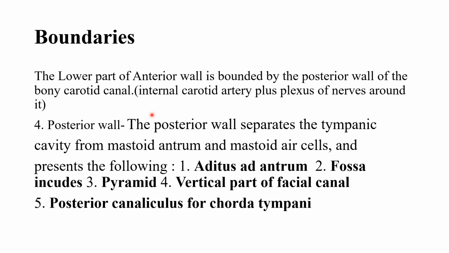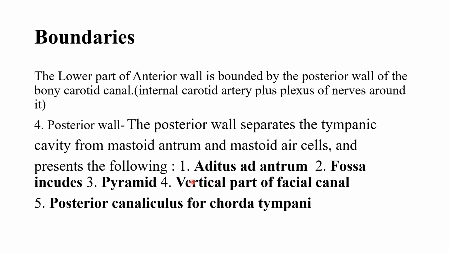Now let's see the posterior wall. The posterior wall, students, and the medial wall are a little bit complicated, so please go through them again and again. This posterior wall separates the tympanic cavity from the mastoid antrum and mastoid air cells, but it presents so many things. Let's see. First of all, it presents the aditus to the antrum, which is the opening in the upper part through which the tympanic cavity will communicate with the mastoid antrum.